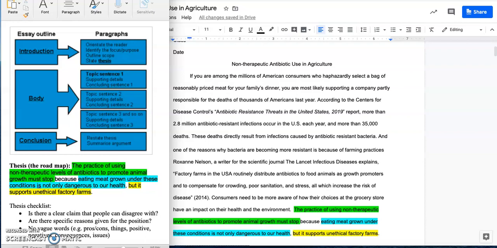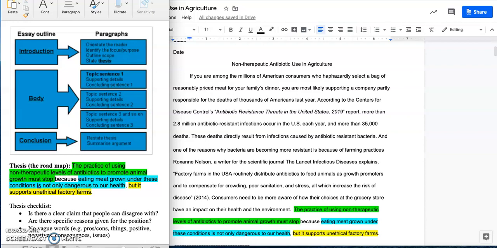The practice of using non-therapeutic levels of antibiotics to promote animal growth must stop. So we have a clear claim there. The person has a statement people can disagree with. And then they have some reasons right after that. Because eating meat grown under these conditions is not only dangerous to our health, but supports unethical factory farms. Two different points there.